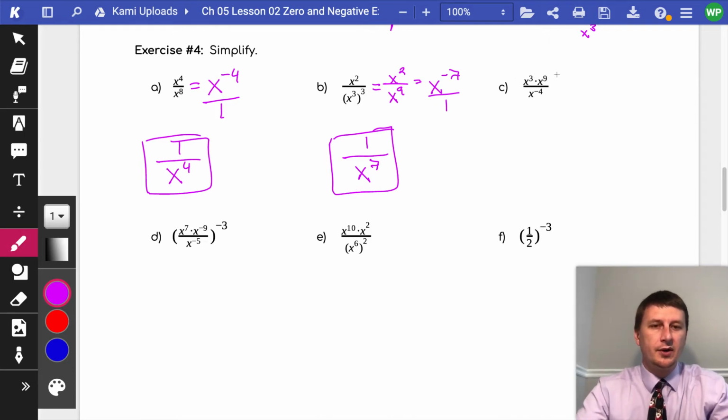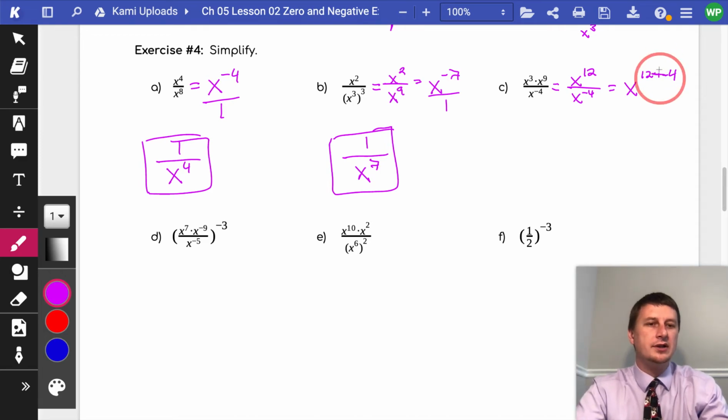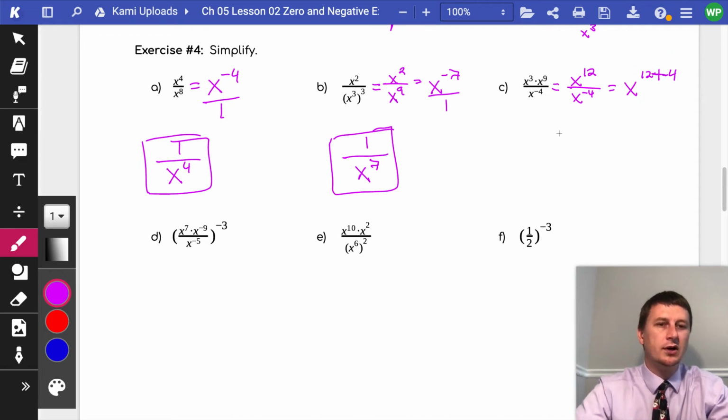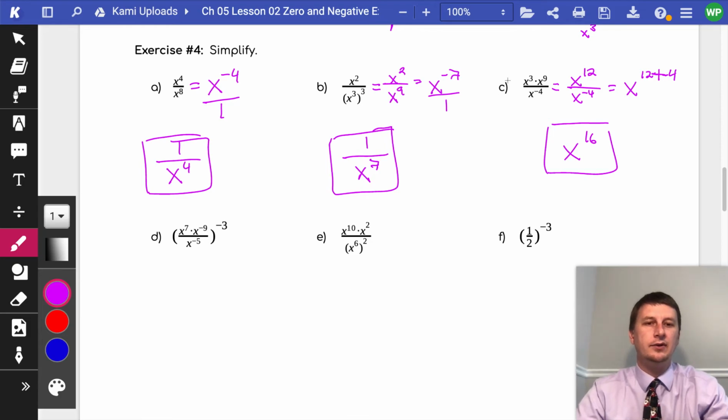In part C, we're going to simplify the numerator first, and we'll have x to the third times x to the ninth. The product property says to keep the base and add the exponents. So we'll have x to the 12th divided by x to the negative 4th. Now we're going to be using the quotient rule, which says to subtract. But you want to be careful here, because we're going to have x to the 12 minus negative 4. You can't forget that it's a subtraction and a negative, so it's going to be a double negative, which actually makes a positive. 12 plus 4 will give you x to the 16th power as your simplified value of part C.